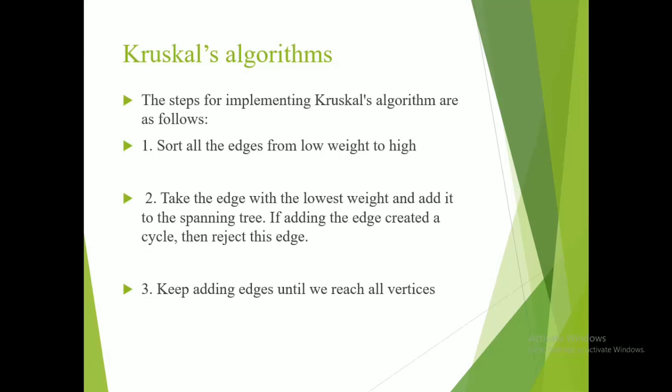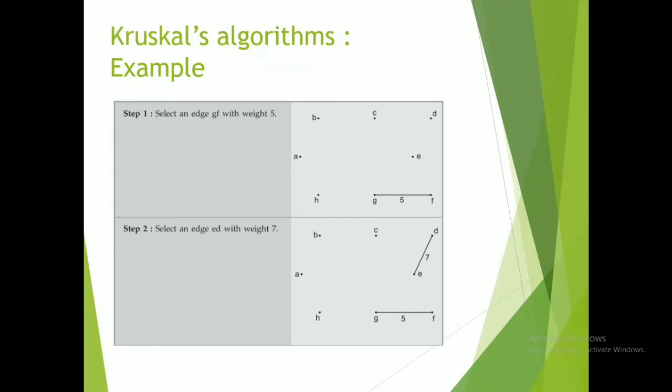Algorithm of Kruskal's algorithm. Step 1: sort all the edges from low weight to high. Second, take the edge with the lowest weight and add it to the minimum spanning tree. If adding the edge creates a cycle, then reject this edge. And third, keep adding edges until we reach all vertices.